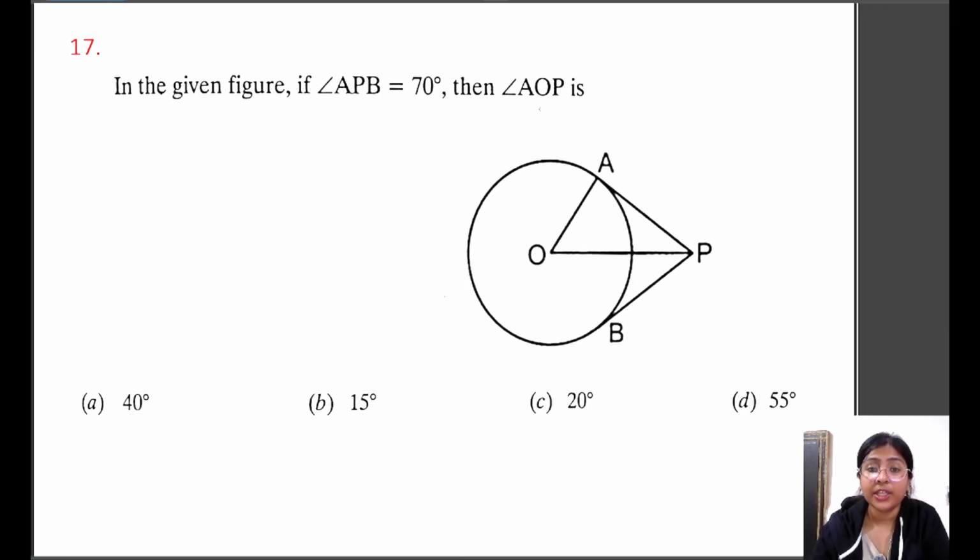Yes, in the given figure, angle APB, this total angle is 70, so their half will be 35, because we know these two angles are equal to each other. Angle AOP, very easy question. This is 90, the length of the tangent, sorry, radius and tangent are perpendicular to each other, so this must be 55. Which option? Option number D. Any doubt? Okay, moving to the next.